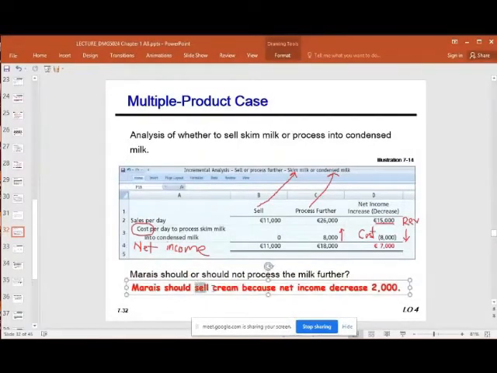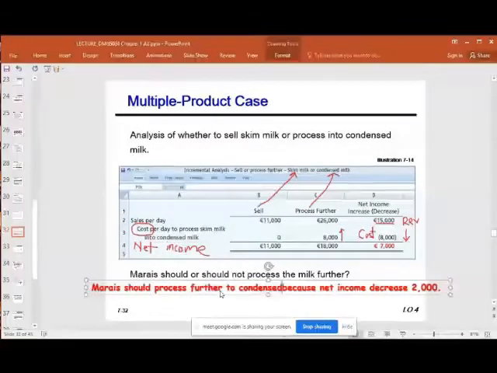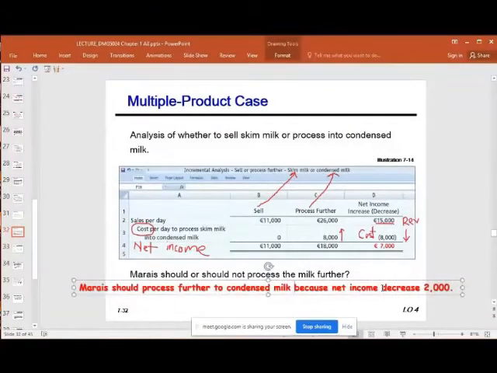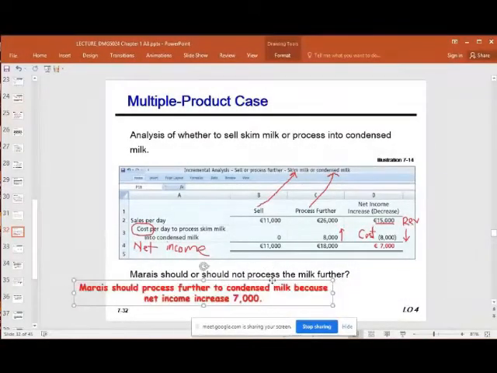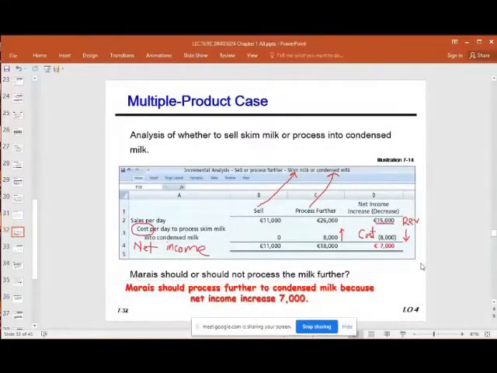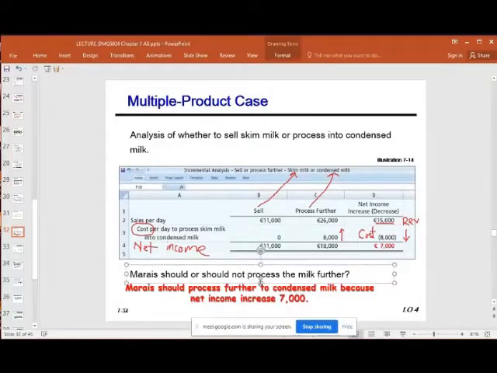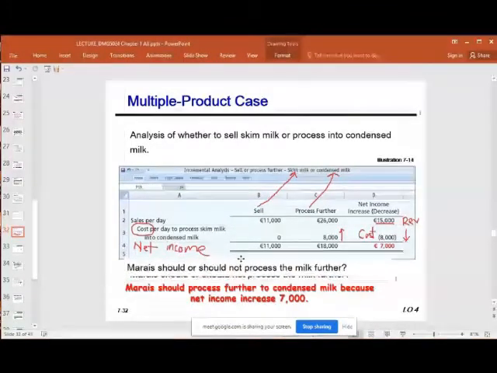So Maria's should, this one will change, process further to condensed milk because net income increased 7,000. So Maria's should process further to condensed milk because net income increased 7,000. Okay, or another way of writing it, you can use the decision rule.